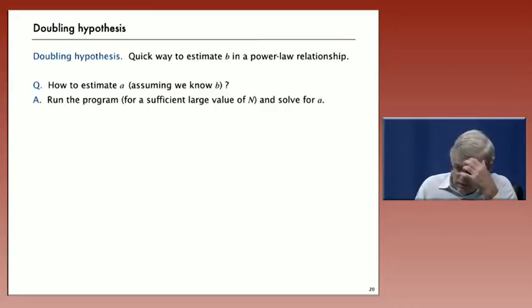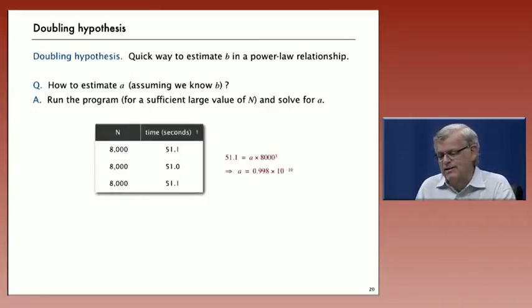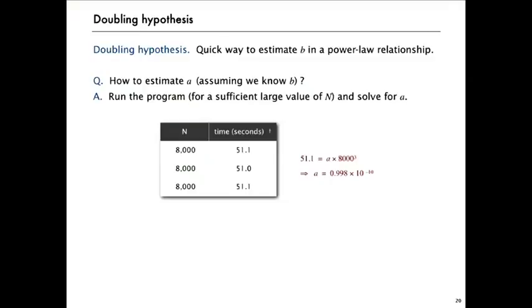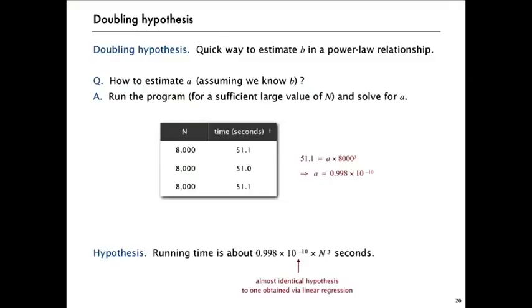So we have this quick way to estimate b in the power law relationship. How do we estimate a? Well, we can just run it and solve for a. Once we've decided that the exponent is 3, let's run it for some big n, and we get a pretty close model to the one we had from plotting things. So it's an almost identical hypothesis, and we just got it by running the program, doubling n each time.